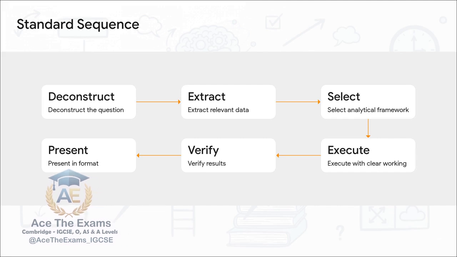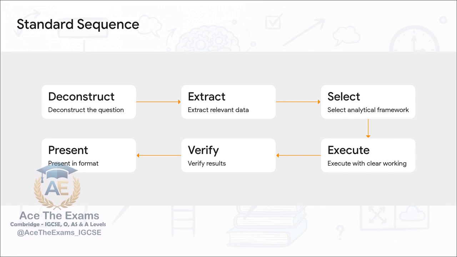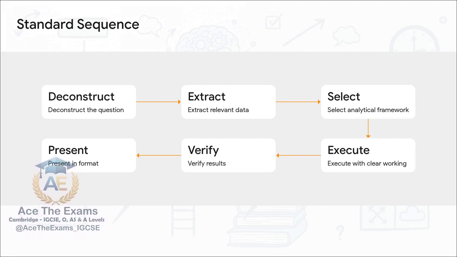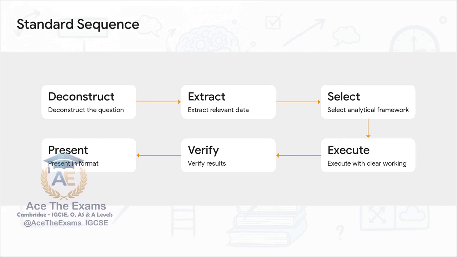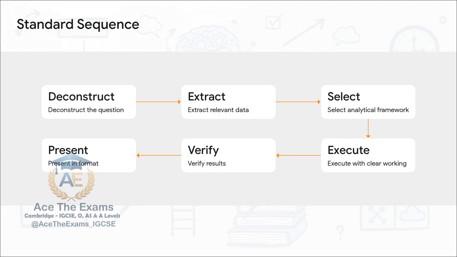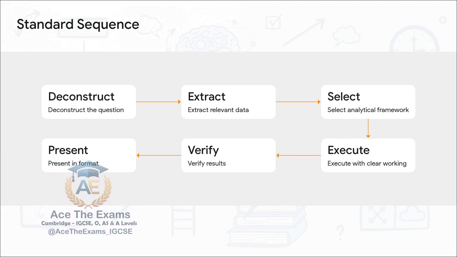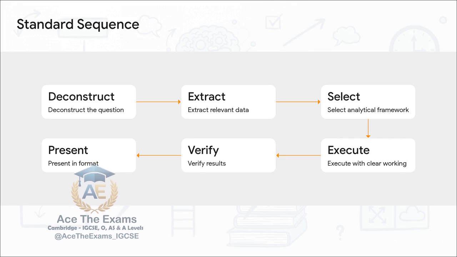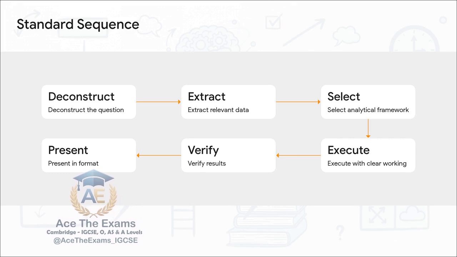Step 1, deconstruct the question. Identify the key elements and command words before you even pick up your pen to write. Step 2, extract the relevant data from the stimulus materials. Step 3, select your analytical framework and lock in the relevant principles. Step 4, execute your analysis with crystal clear, documented working. Step 5, verify your results. Does it actually answer the prompt? And finally, Step 6, present conventionally in the appropriate academic format.